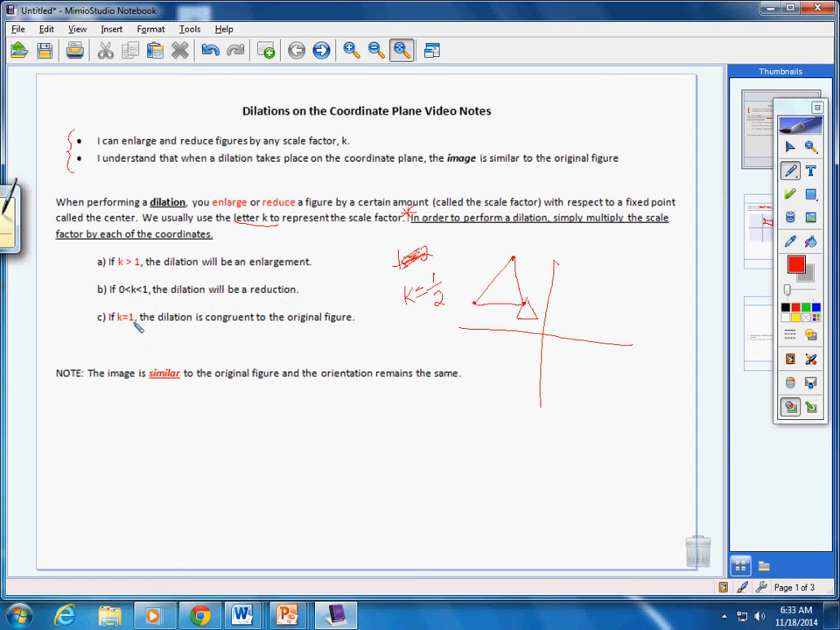Lastly, if our scale factor is exactly 1, then our dilation is really just producing a figure of exactly the same size. Okay? Because you're just multiplying everything by 1. Please note, this is different from your other transformations. Please note, the image, meaning the new figure, is similar to the original figure, and the orientation remains the same.